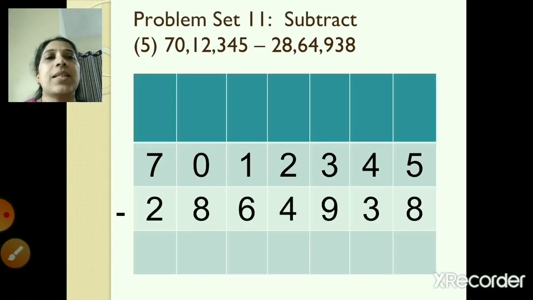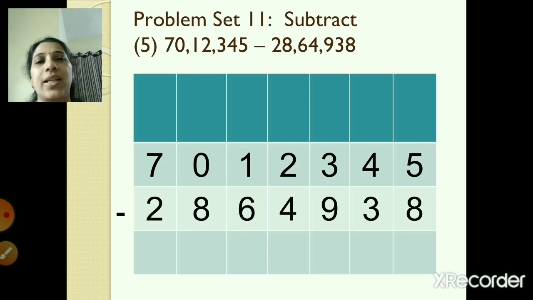Your next sum is 70 lakh 12,345 minus 28 lakh 64,938. So let's arrange 70 lakh 12,345: 5 in the units place, 4 in the tens place, 3 in the hundreds place, 2 in the thousands place, 1 in the 10,000s place, 0 in the lakhs place, and 7 in the 10 lakhs place.